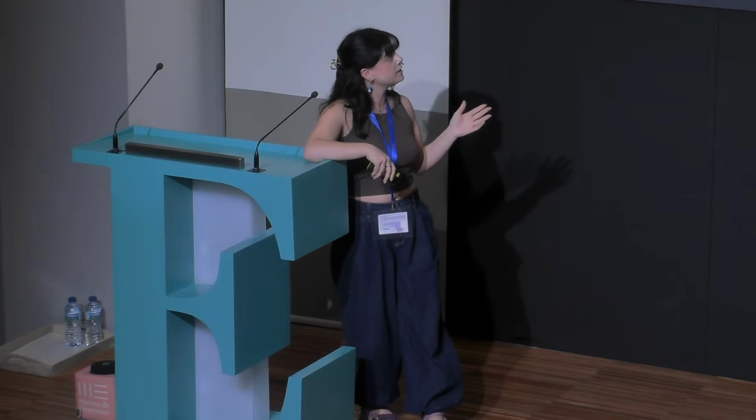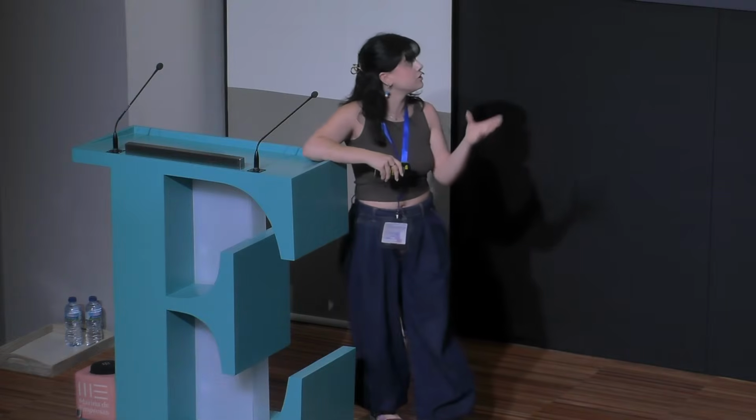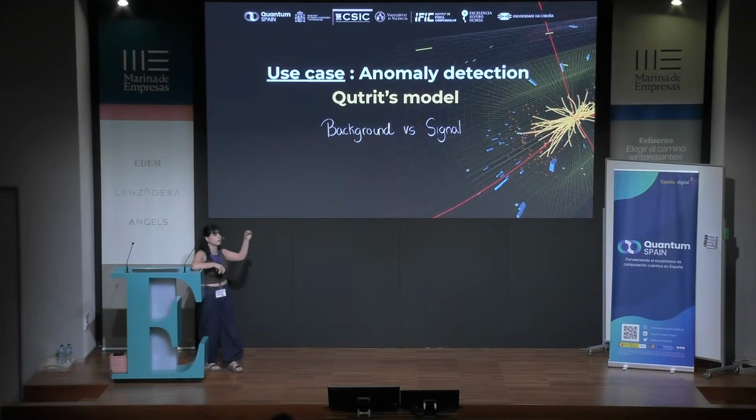So knowing the basis, our goal is to create a quantum machine learning model for anomaly detection, in this case, discrimination between background events and signal events, using Qudits. The first step was choosing a good, well-established reference model, and using their results for doing a proper benchmarking.